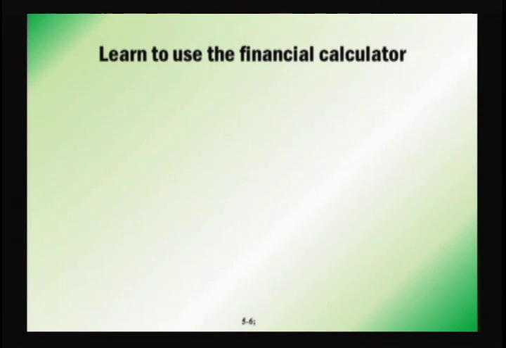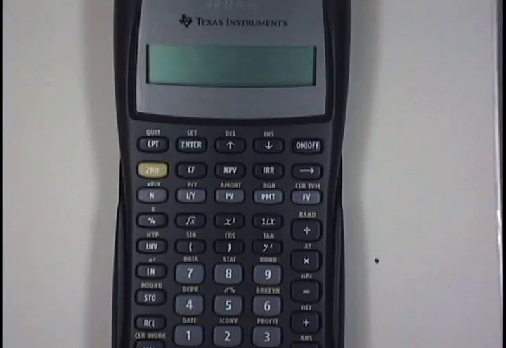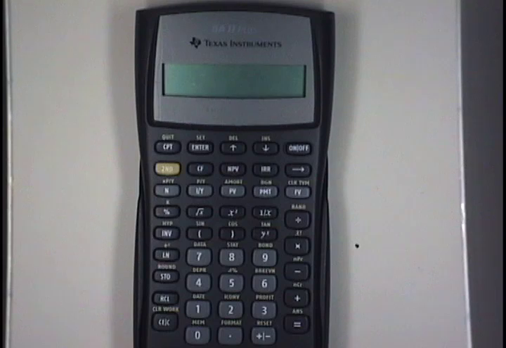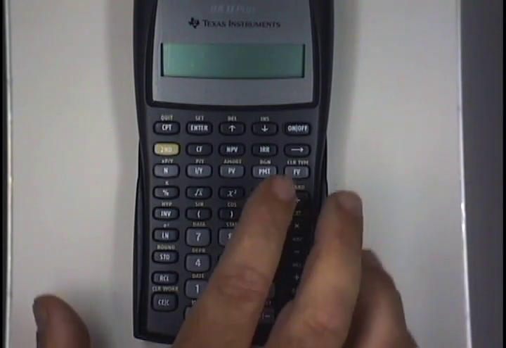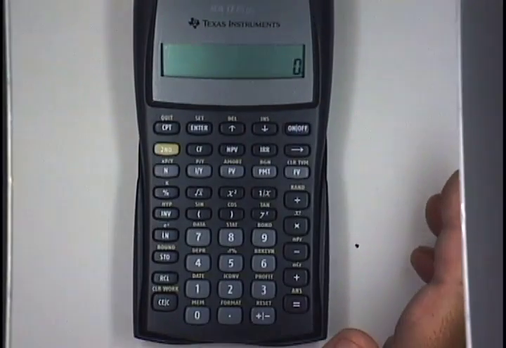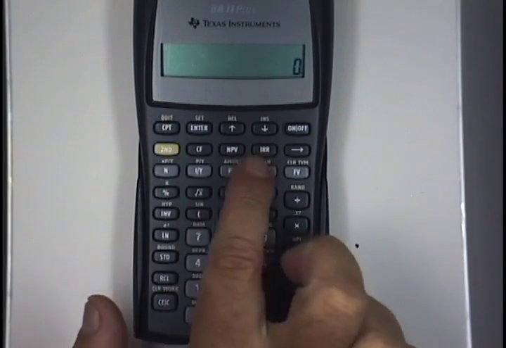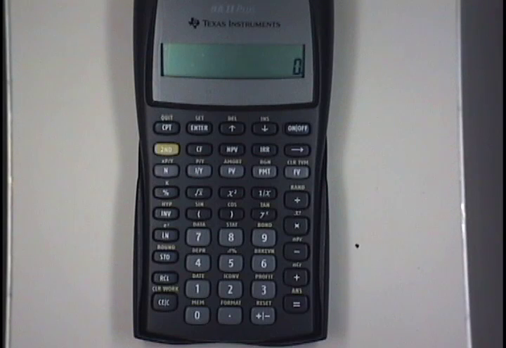Let's take a look at the financial calculator. Told you earlier that I would be using a Texas Instruments BA II Plus. This is what it looks like. A couple things we need to do to set up our calculator. To get started, here's my on-off switch. I turn it on. This gray row right here, you see the N, the I over Y, PV, PMT, and FV. Those are the time value of money keys that we'll be using.